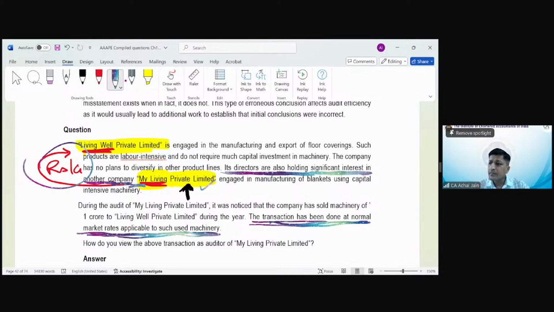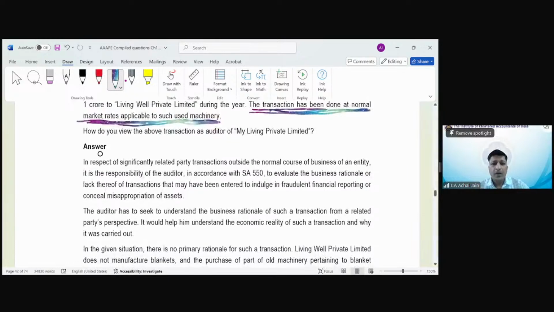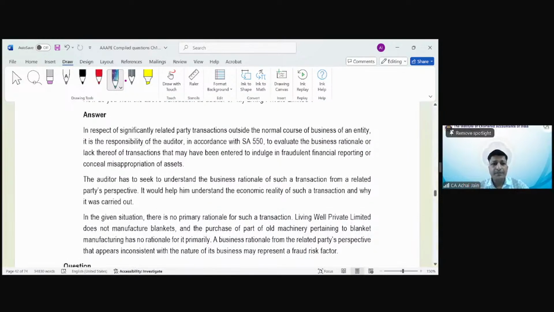Sir, actually, it is a significantly related party because the directors are holding significant interest in that company. There is no doubt about it. And it is outside the normal course of business of the entity. The thing is, what is the rationale behind selling to the related party?